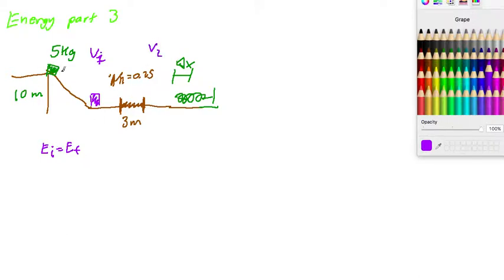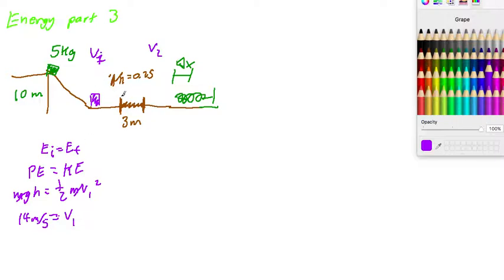So initially, it only has potential energy because it's only at height, it's not moving, right? So then it's only potential energy, which would go into all kinetic energy at the bottom of the hill, right here, our V1. So that would mean mgh equals 1 over 2 mv1 squared. Masses cancel out, right? And now, from our previous video, V equals 14 meters per second. All right, so now that's V1.